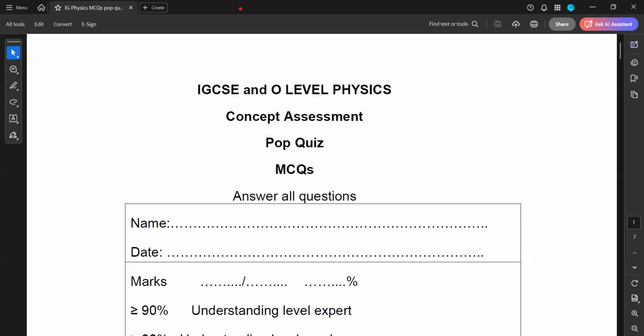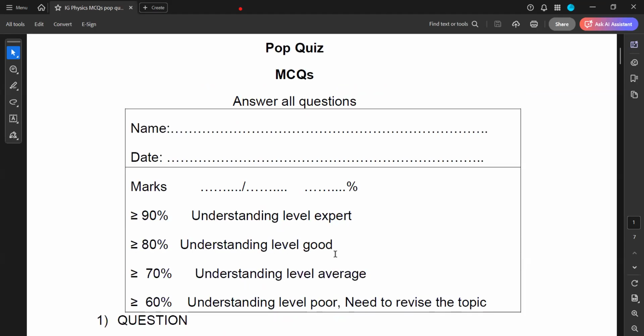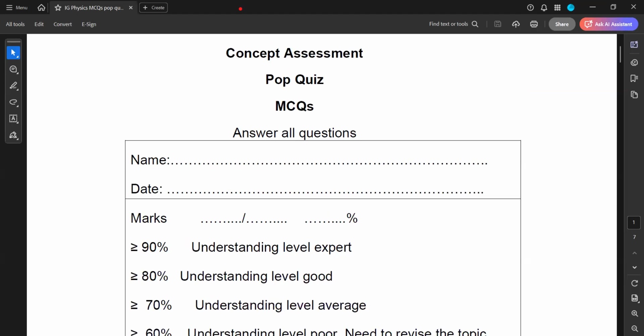So this was MCQs pub quiz 13. If you have any question or a doubt, you can let me know. Otherwise, I'll just state the correct answer, and then I'll move on to the next question. If you need explanation for any question, just let me know.